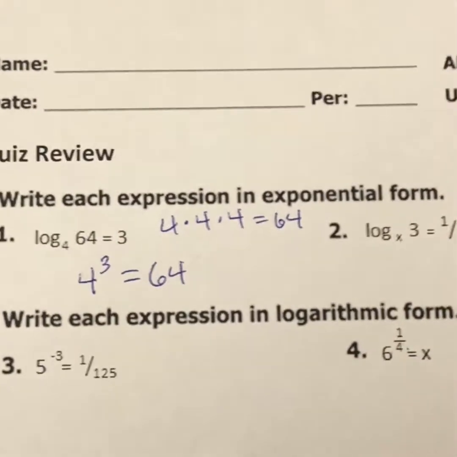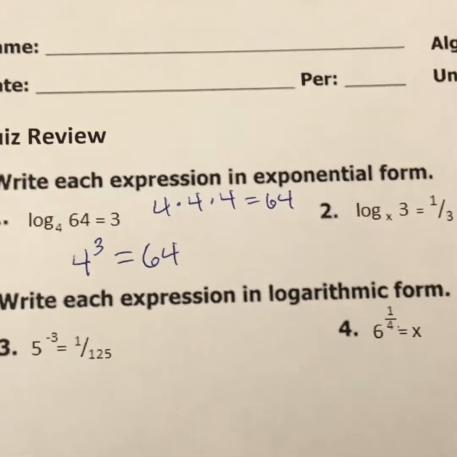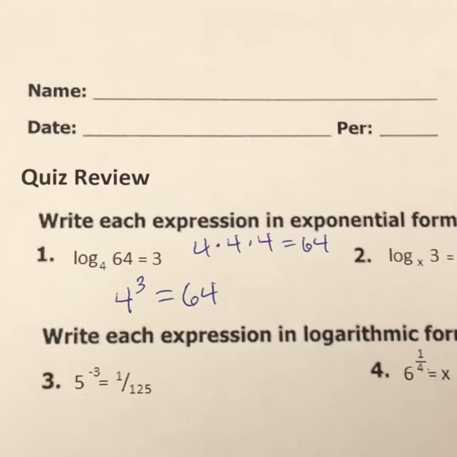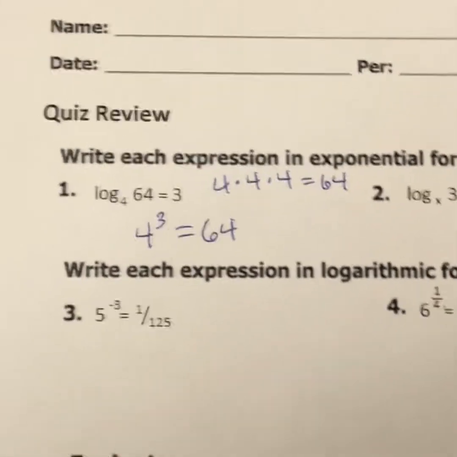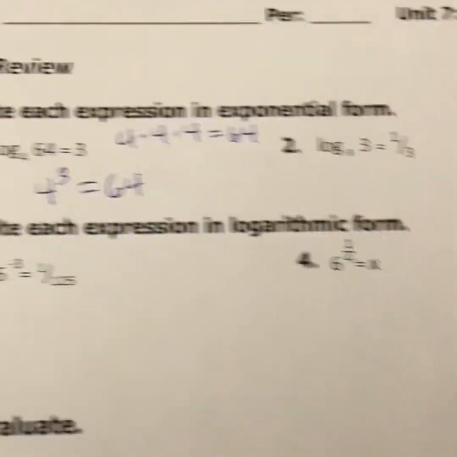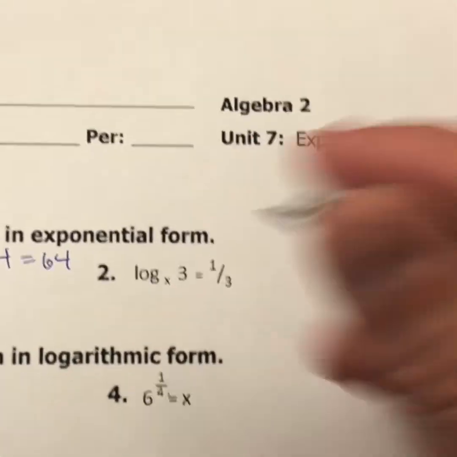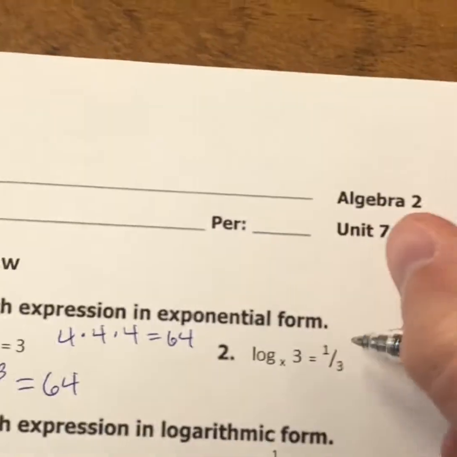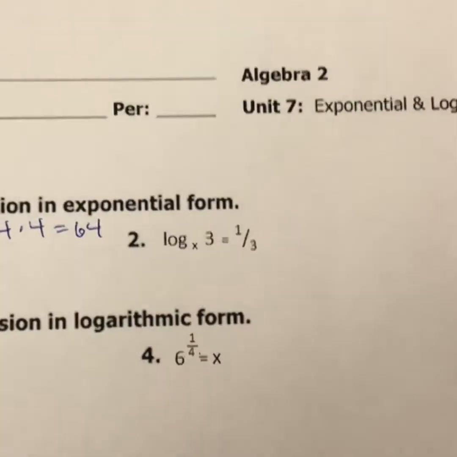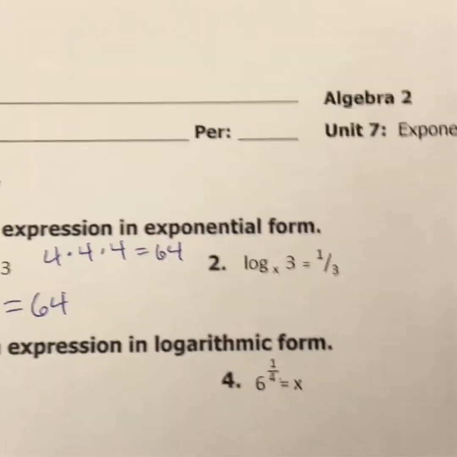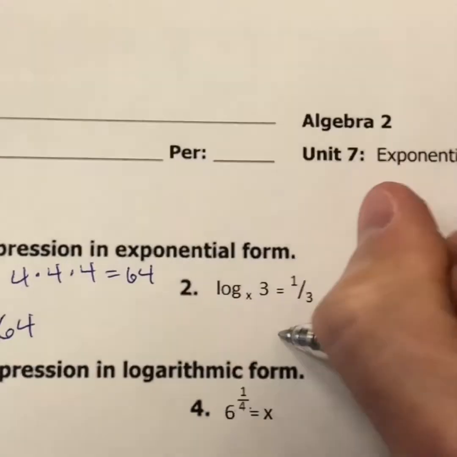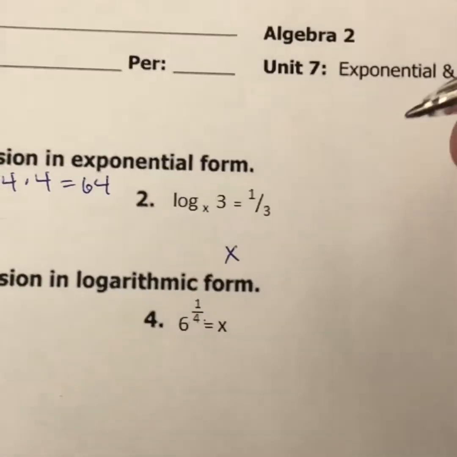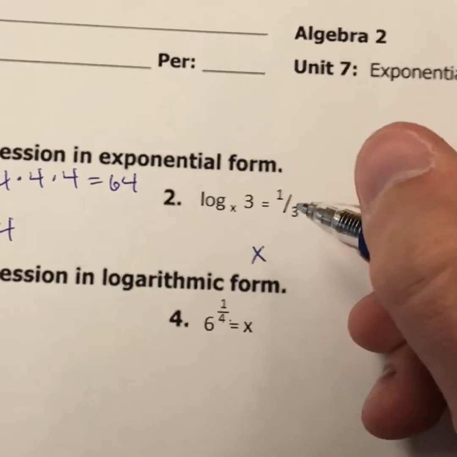So that's all you have to do when converting these, from logarithmic to exponential and vice versa, exponential to logarithmic. So here's the second one. Notice there is a variable as the base, but no worries here. It doesn't ask us to solve it. It just wants us to write it in exponential form. So we start with that base. It's all about the base. x to the 1/3.